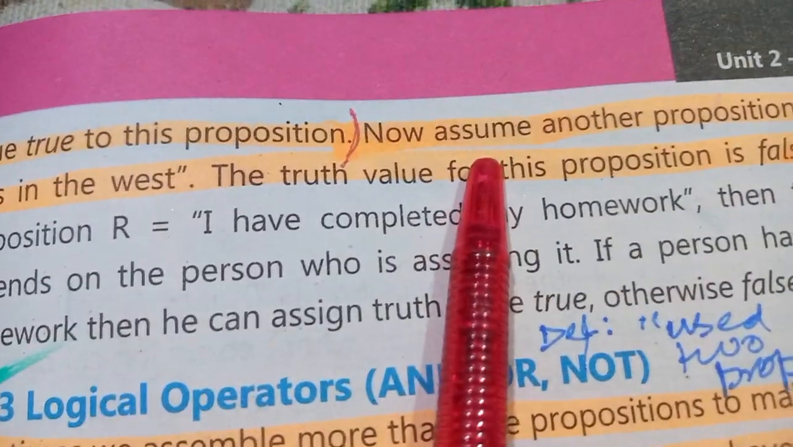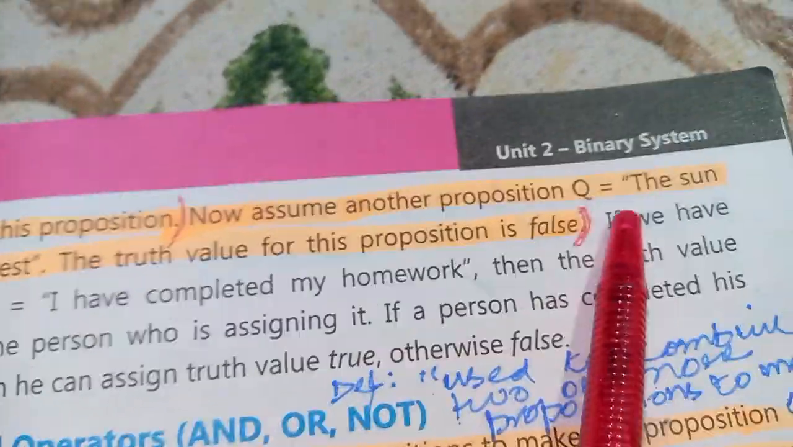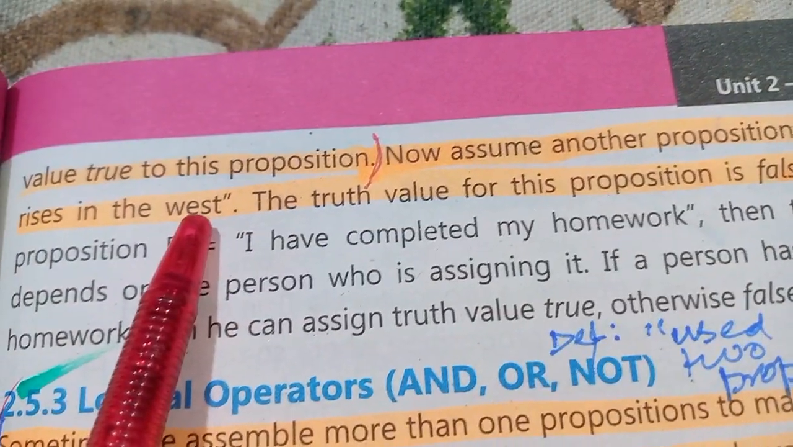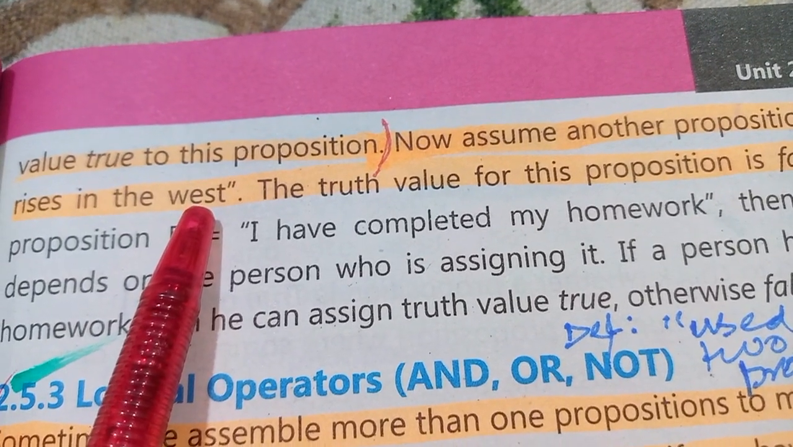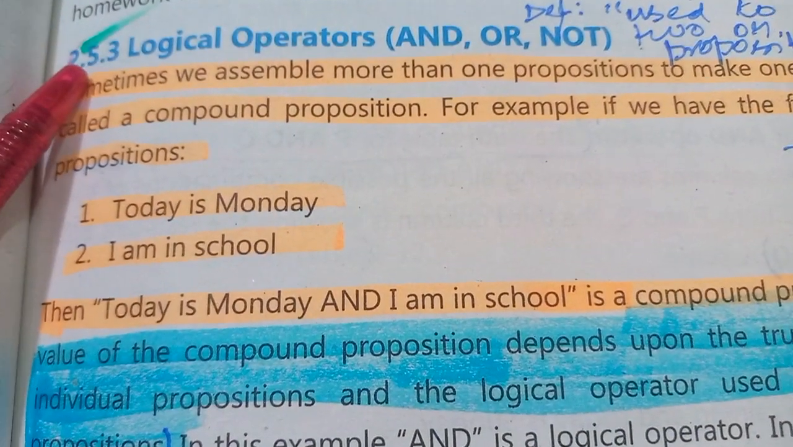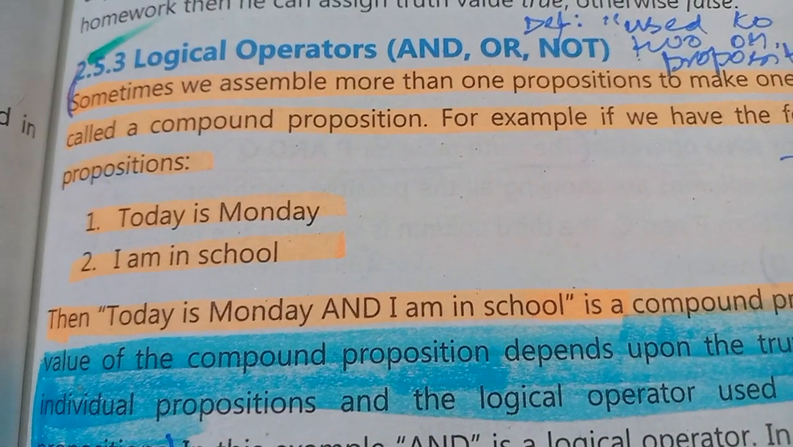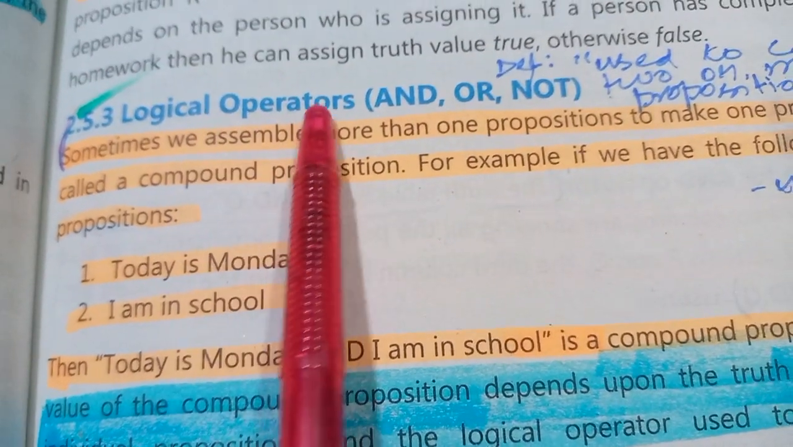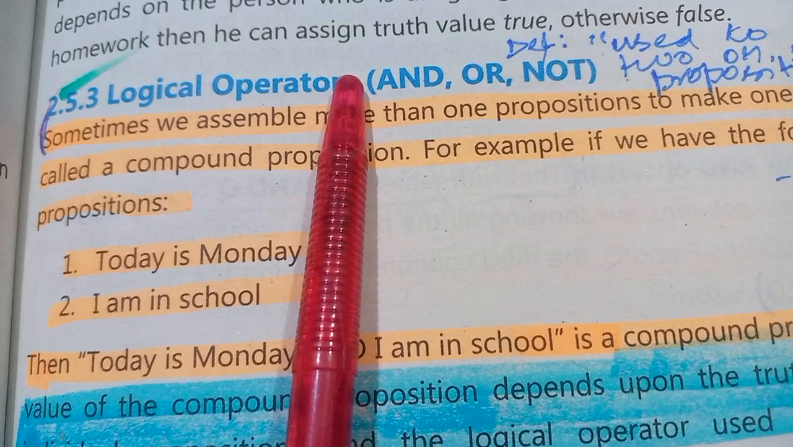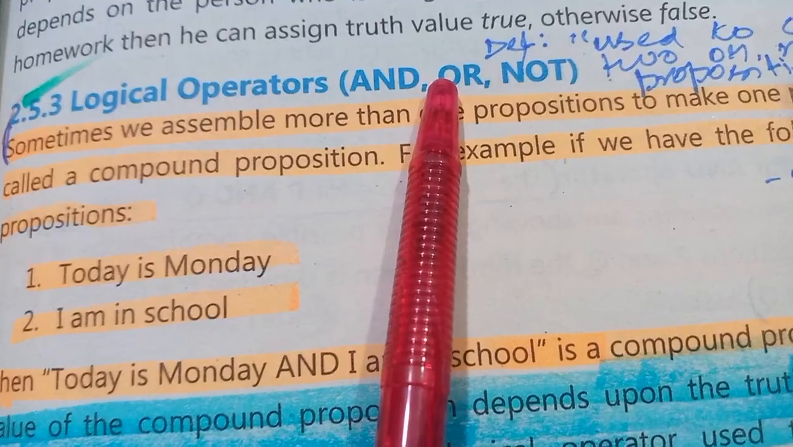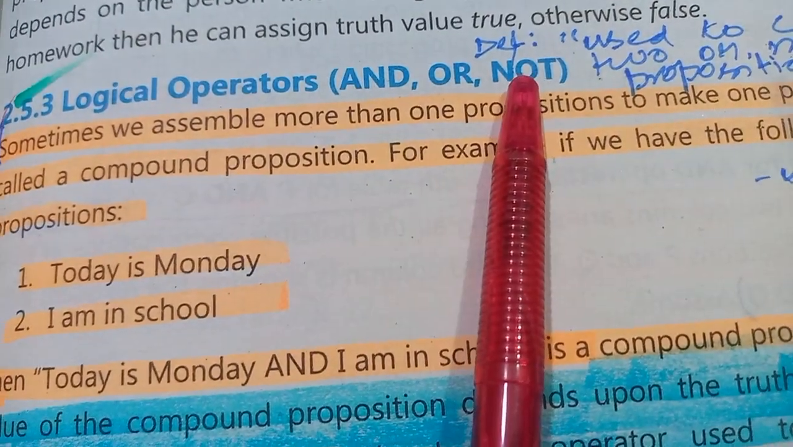The next one is Q equals the sun rises in the west. This statement is false. The sun rises in the east. The truth value for this proposition is false. Okay, from here the long question starts, and logical operators is the heading of this long question. This question can also be asked as a short question: write a note on AND operator, OR operator, or NOT operator.